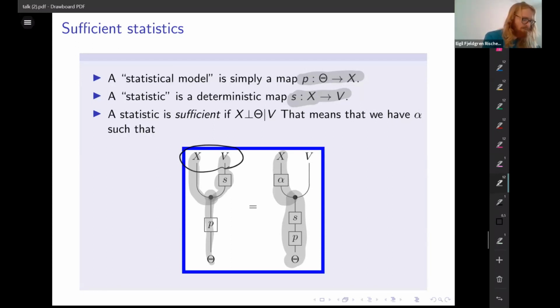And that's, I mean, the point is that the conditional distribution doesn't need to depend on the parameter. Yeah, so that's what it means for a statistic to be sufficient. And maybe it's important to say, this really does recover the classical notion of a sufficient statistic if you specialize to, for instance, Stoch or FinStoch or something.